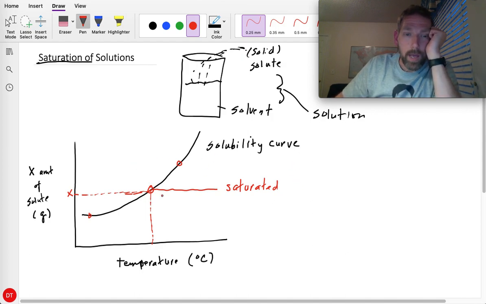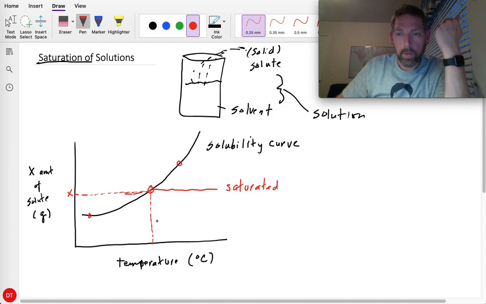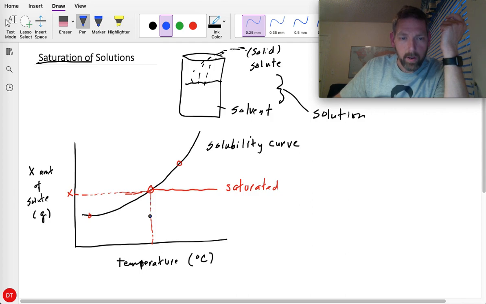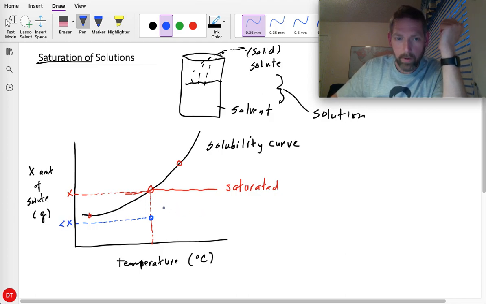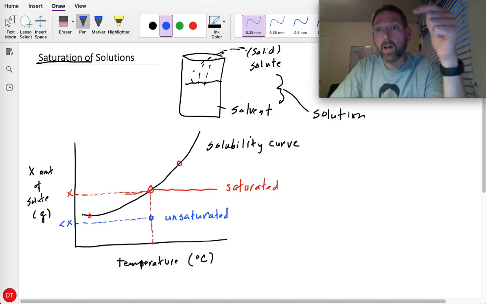All right, if you happen to be below this, right? Say you were at this same temperature here, but you only have this much salt. Well, if we come over here, this right here is less than X amount of salt, right? We would say that this is unsaturated. We would say we would have an unsaturated solution.